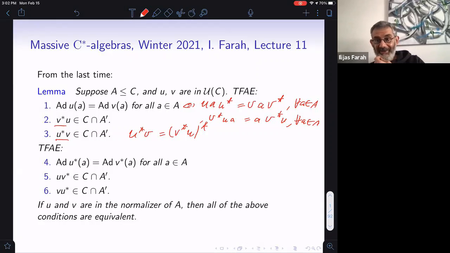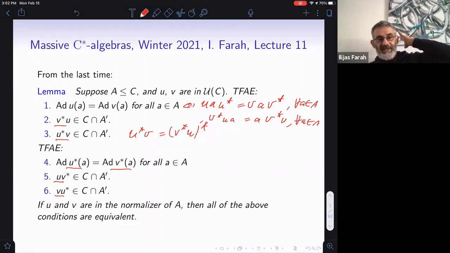A similar statement is that conjugation by U star agrees with conjugation by V star on A, if and only if U V star is in the relative commutant, if and only if V U star is in the relative commutant, proved exactly in the same way, or you may just replace U by U star and V by V star.